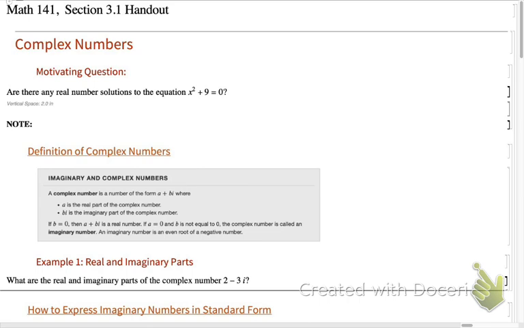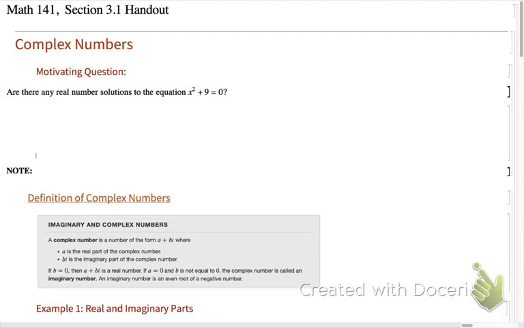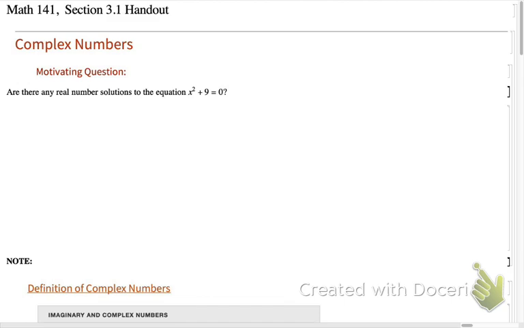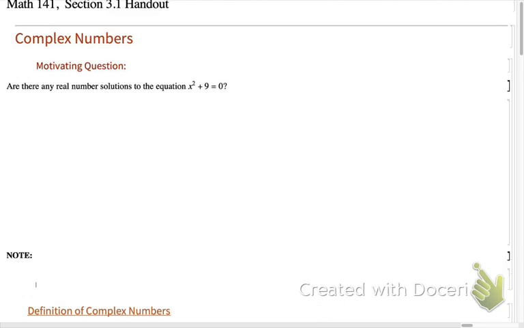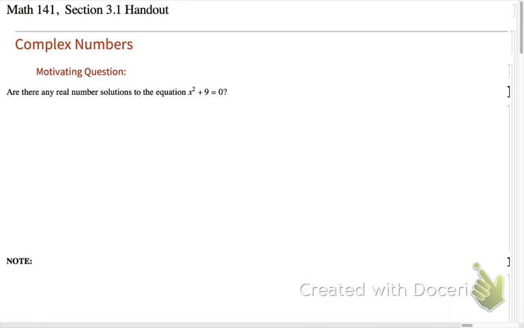And I have a motivating question here, and that is, are there any real number solutions to the equation x squared plus 9 equals 0? Okay. So what we're going to do is try to solve this to find the solutions x, so that x squared plus 9 equals 0. Now there are two ways to do this. One is, since x squared plus 9 does not have an x term, we can simply isolate x to find our solutions.